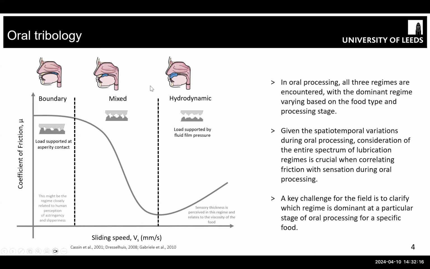In this regime, the two surfaces come in contact, and the asperities support the load. It's normally closely related to the human perception of astringency and slipperiness as well. A very good example of a boundary lubricant is actually saliva. The proteins in the saliva adsorb to the surfaces to form a multi-layer film that protects the oral surfaces from wear and friction.